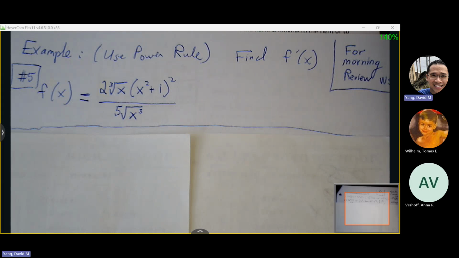Number 5. Find f prime. The function is 2 times cube root of x times (x squared plus 1) quantity squared, all divided by 5 square root of x cubed. This may be a little bit more complicated than we're going to see on the quiz, but I feel like if you can do a hard one, then you should feel good about an easier one on the quiz.